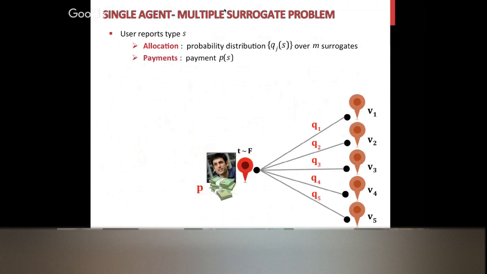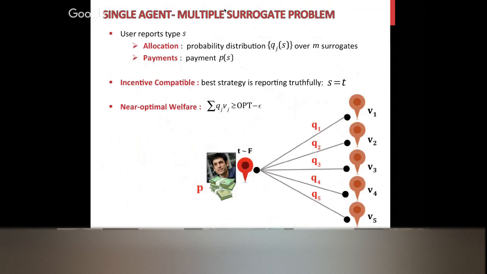So here are the notations I'm using. The agent reports some type S, and then my mechanism picks a distribution over these surrogates, denoted by Q, and then I charge him some payments. This is my surrogate mechanism, basically. I'm looking at incentive compatible allocation and payments, which is the case where the agent is not better off by misreporting. S equal to T is the best strategy. And then I expect near optimal welfare: the expectation of the value he gets, which is the summation of Qj Vj, should be no smaller than opt minus epsilon. Opt is the maximum of the Vj's.